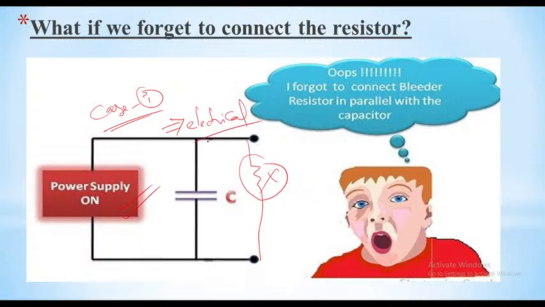So that is a major drawback. If you don't use the bleeder resistor, it leads to an electric shock. So that is case one. In this case, the power supply is on, but the bleeder resistor is not there, so we can observe the electric shock.